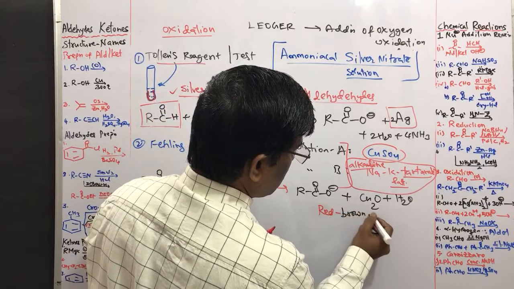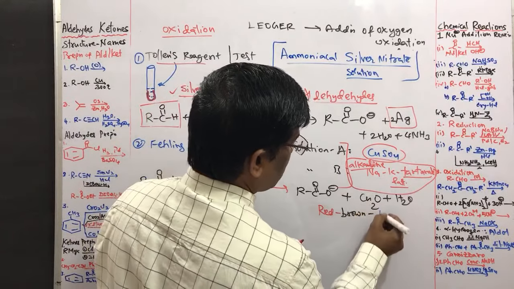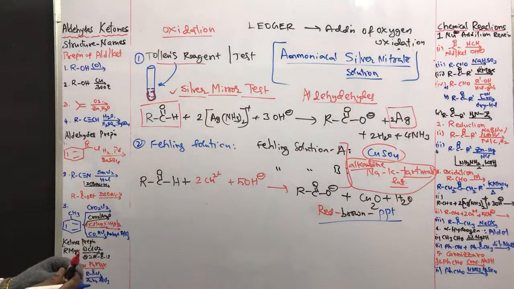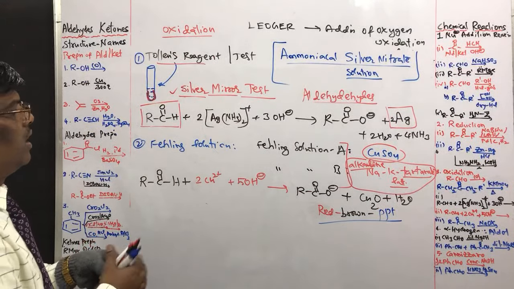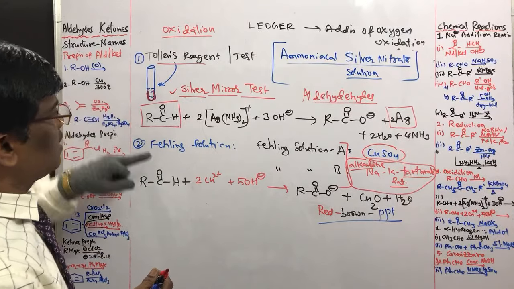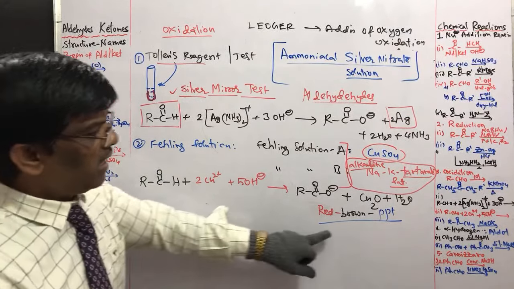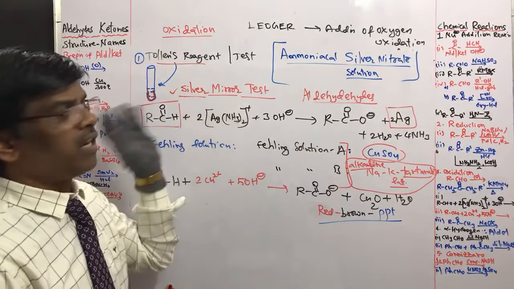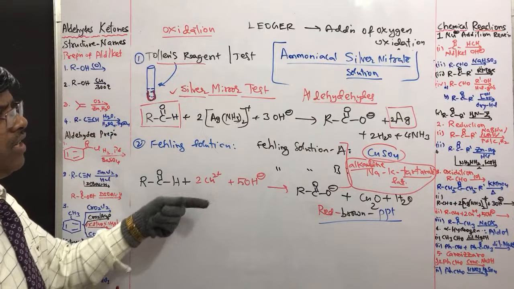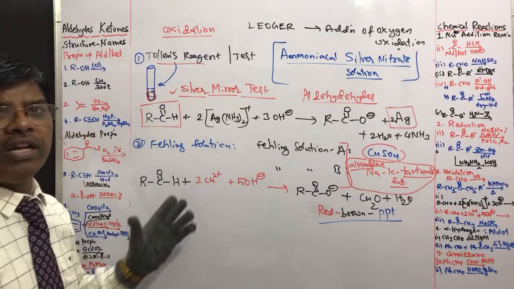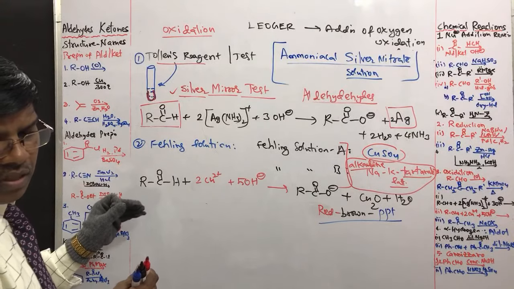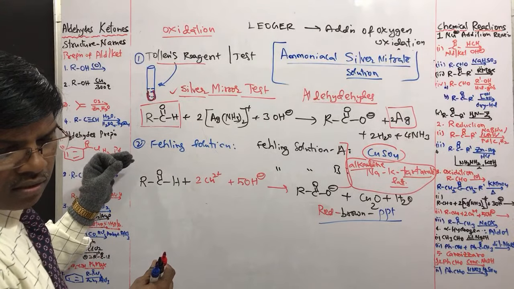Dear students, most of the students are missing practicals. Don't worry, this test you are usually allowed to do in your lab during your intermediate or plus 2 level, Tollens test and Fehling's solution test. So you will get a red brown precipitate, and this is the silver mirror test. It is a very simple reaction where you can immediately identify whether the given compound is an aldehyde or not. So this is how you can identify it.